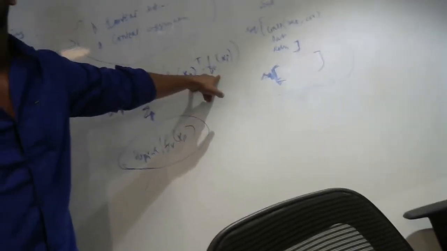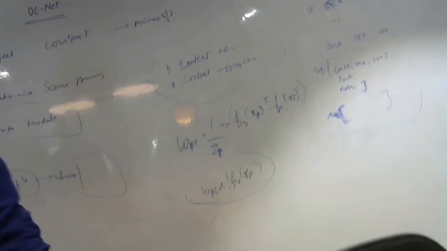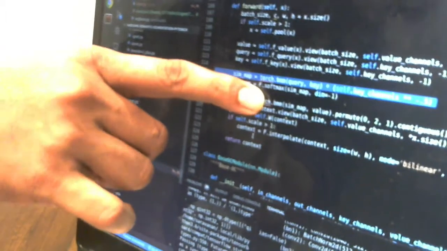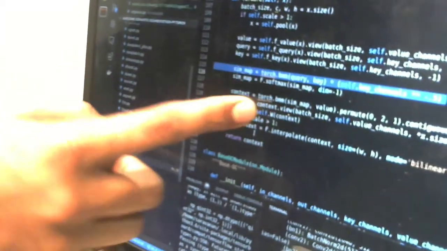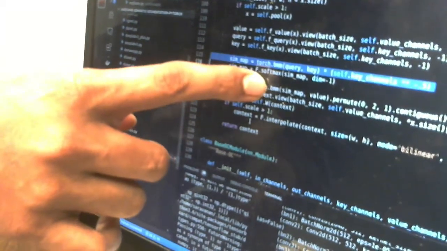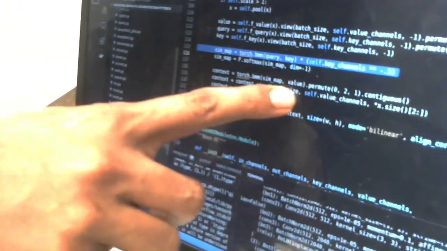So then they do a matrix multiplication. It's a matrix multiplication, not a dot product. Then they apply softmax to get the probabilities. Again they multiply the probabilities to get the weights of that particular value. So then you get the context. They do the aggregation of the context. They just add.